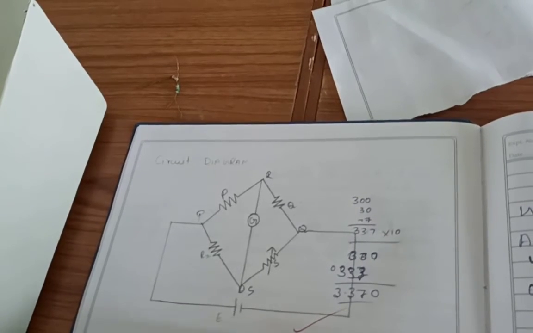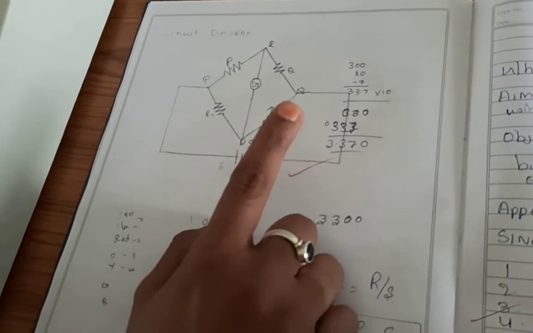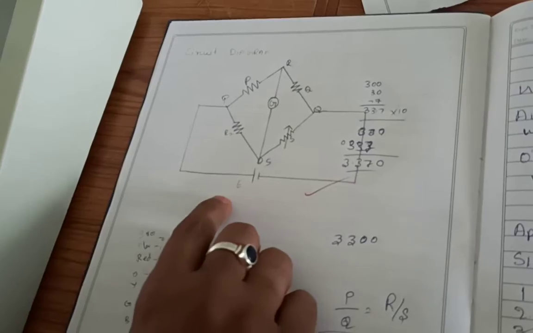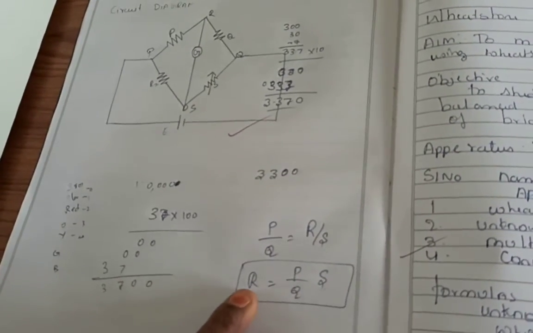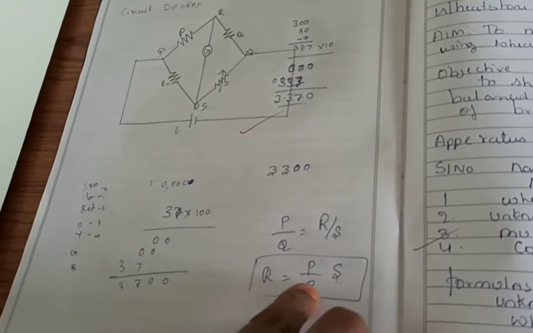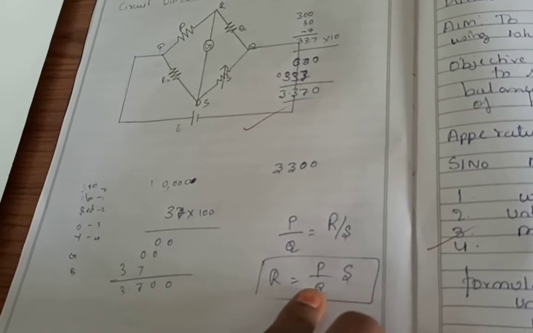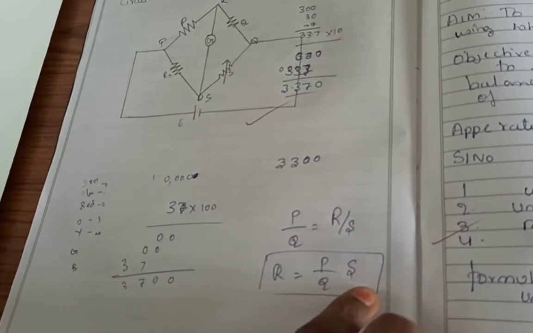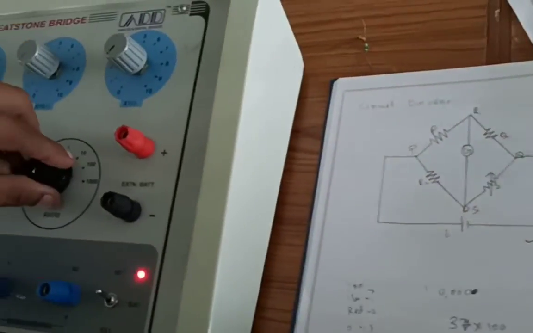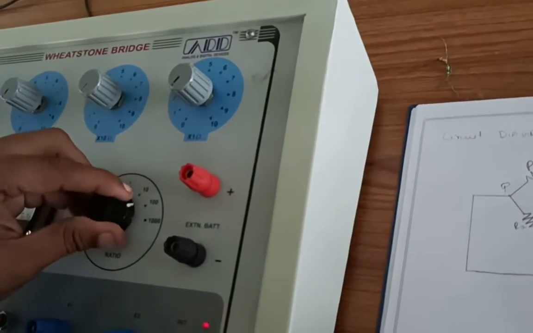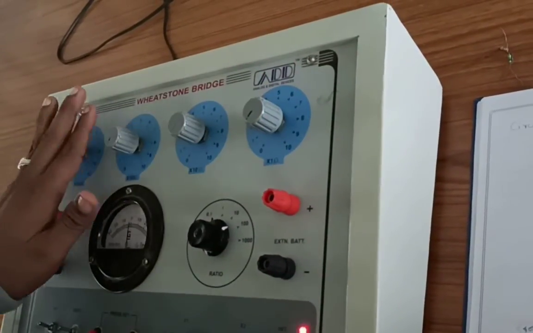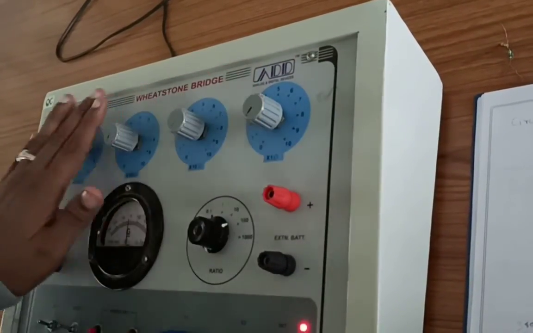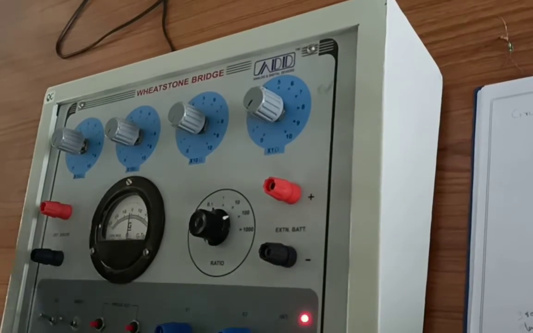It is P by Q into S. We have to find P by Q is equal to R by S. So R, the unknown resistance, can be measured by using the formula P by Q into S. This is the knob which is used for the variation of the P by Q ratio, and this is S. The value of S can be set by using these knobs.